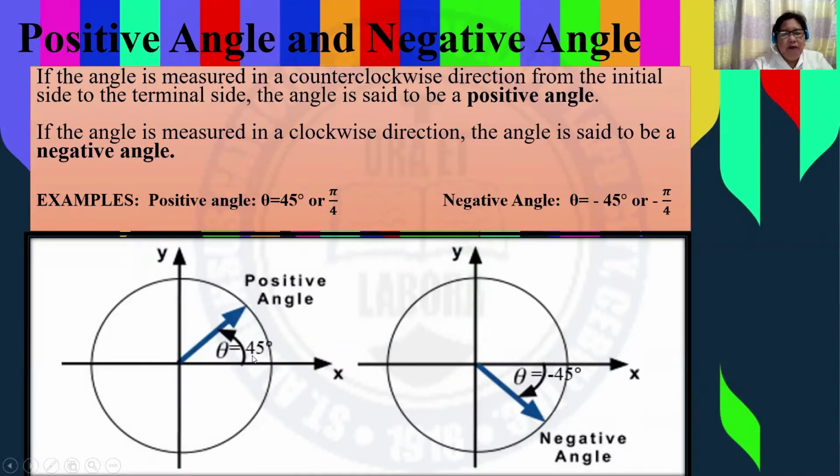For a positive 45 degrees, you measure from the initial side to the terminal side, and the direction is counterclockwise. And for a negative angle, negative 45 degrees, from the initial side, measure 45 degrees in clockwise direction. The blue ray will represent the terminal side.